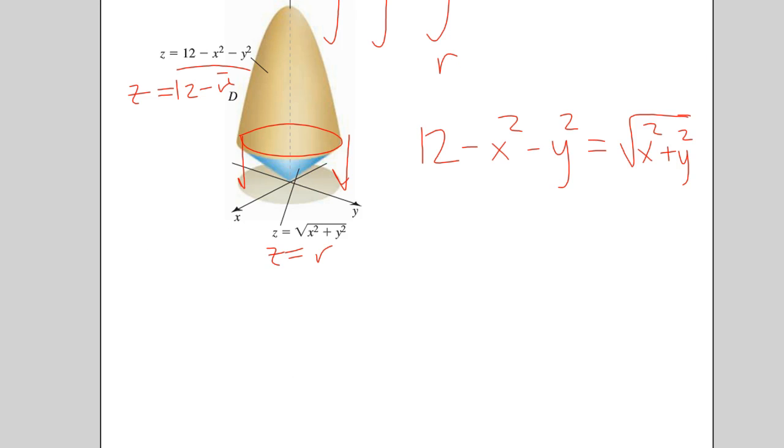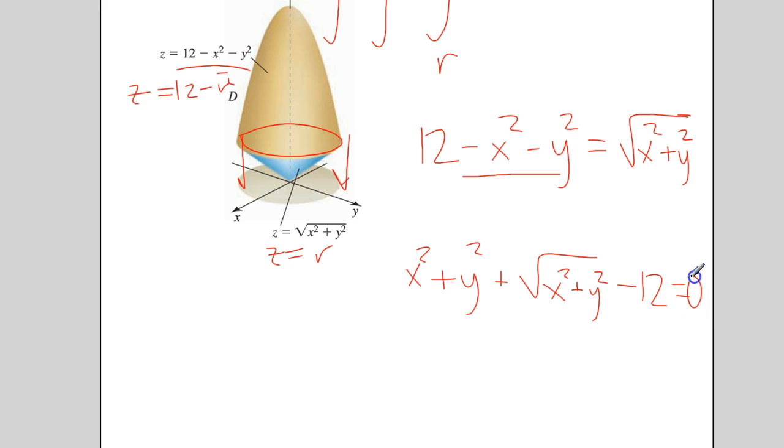Alright, neat little trick here. If I take all of this to the other side, I'll have x squared plus y squared plus the square root of x squared plus y squared minus 12 equals 0. Now you may be looking at that thinking, well, what are you going to do with that? Or why didn't you just square both sides? This is the square root of this, right? So likewise, the x squared plus y squared is this squared.